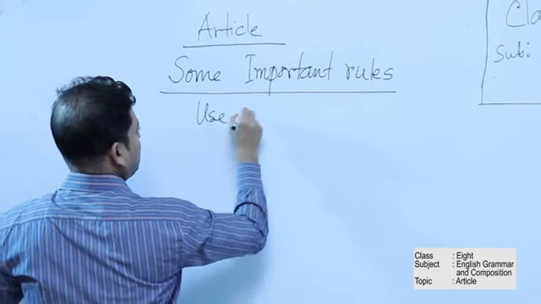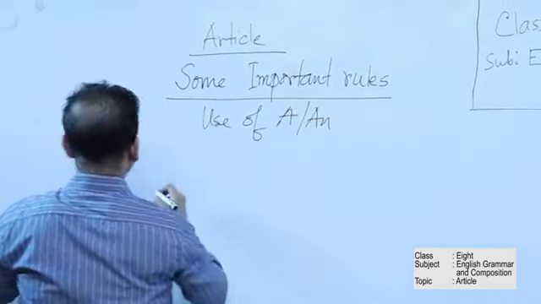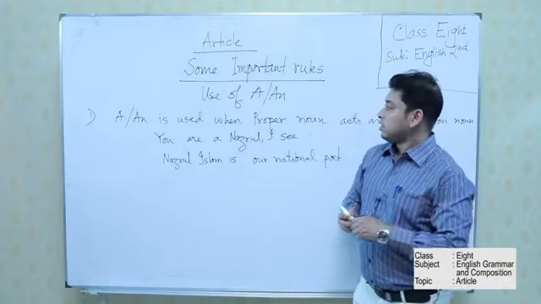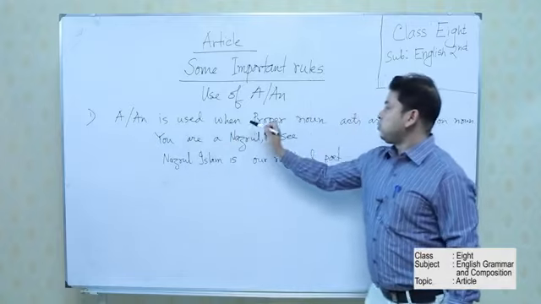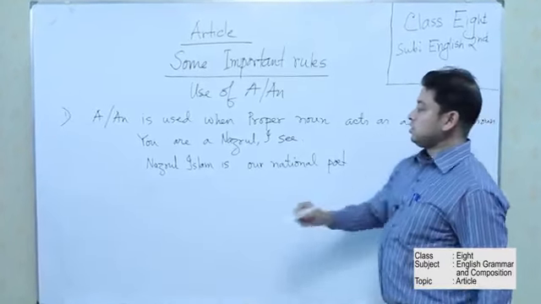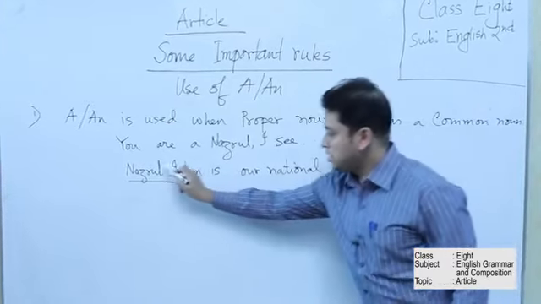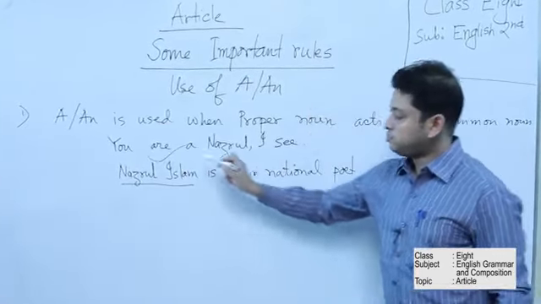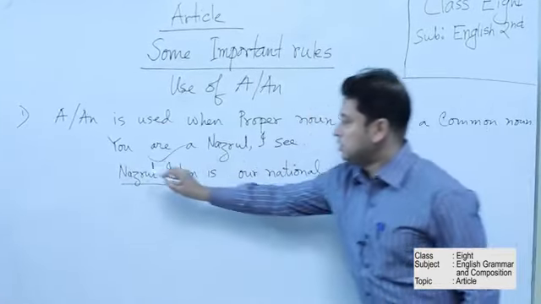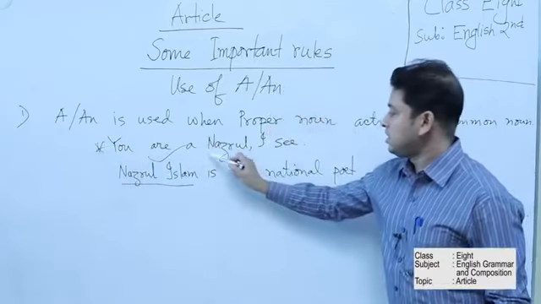Use of a or an. So the first rule says that a or an is used when a proper noun acts as a common noun. In this example, Nazrul Islam is our national poet. Here the name is mentioned. It is a proper noun. But look at this example. You are a Nazrul, I see.